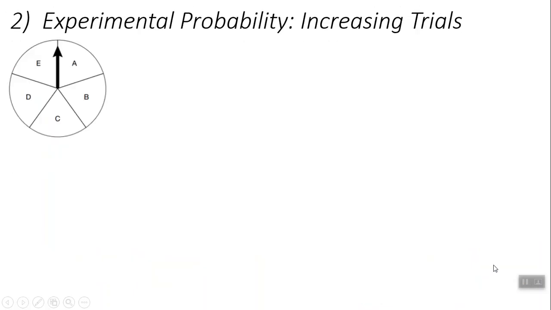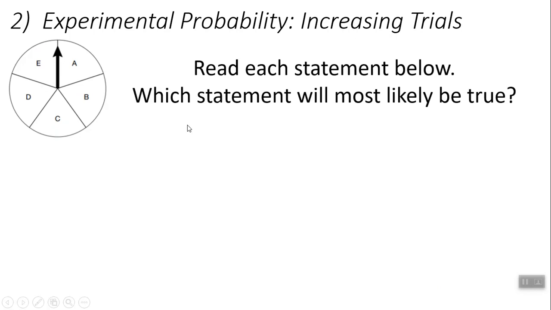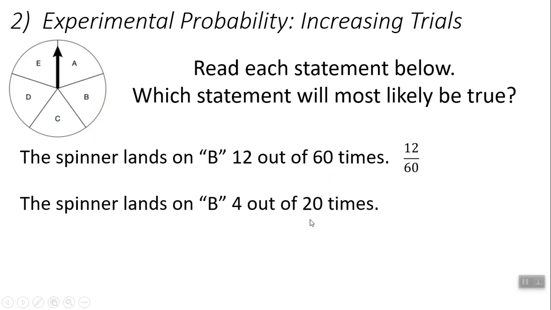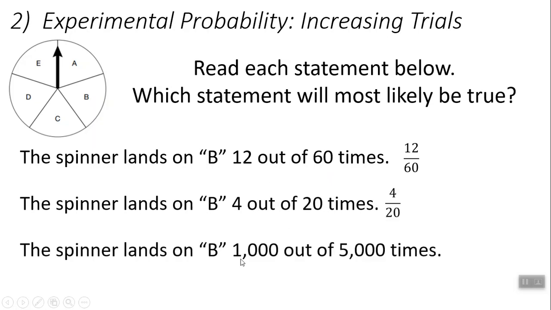Experimental probability and increasing trials. Okay, so we've got a spinner here with 5 sections. Which statement is most likely going to be true? The spinner lands on B 12 out of 60 times. The spinner lands on B 4 out of 20 times. The spinner lands on B 1,000 out of 5,000 times.